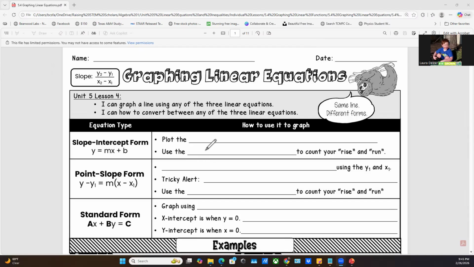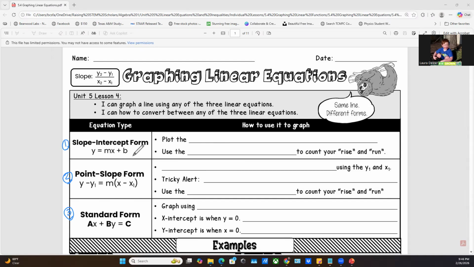Today's lesson is over Unit 5, Lesson 4, Graphing Linear Equations. In the past few videos, we have talked about three different types of linear equations. We have slope-intercept form, point-slope form, and standard form. You can graph from any one of these forms. They do go from easiest to hardest to graph in the order that I numbered. So slope-intercept form is the easiest and standard form is the hardest, but none of them are very hard overall.